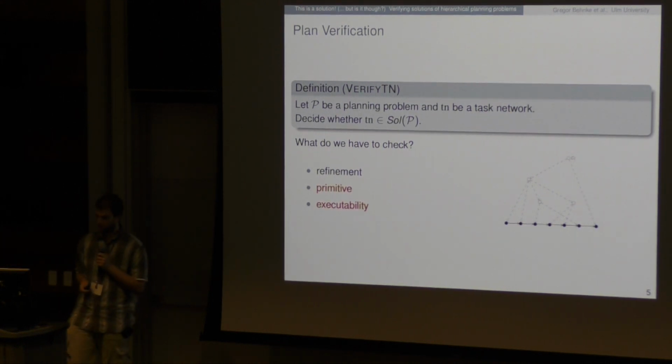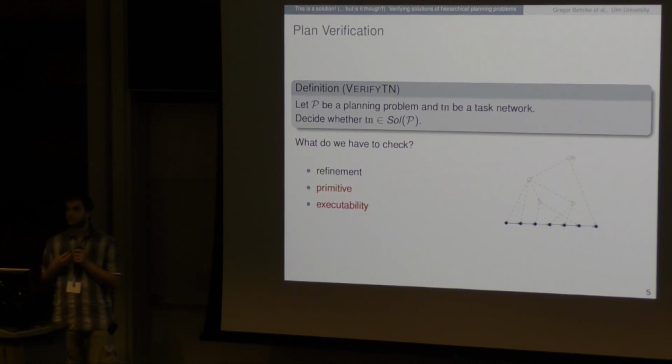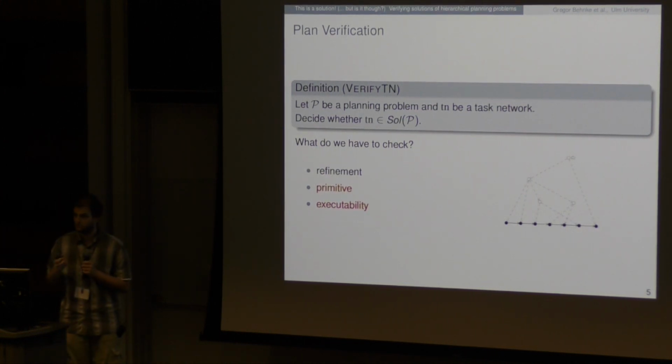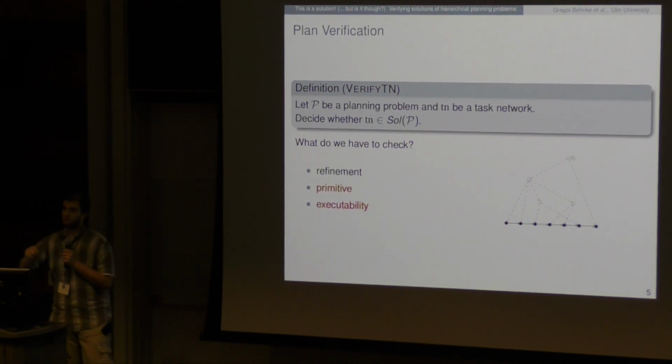So what we are concerned with in our paper is to check the refinement property. We're given a totally ordered sequence of primitive actions and have to determine whether they are a valid refinement of the initial abstract task.